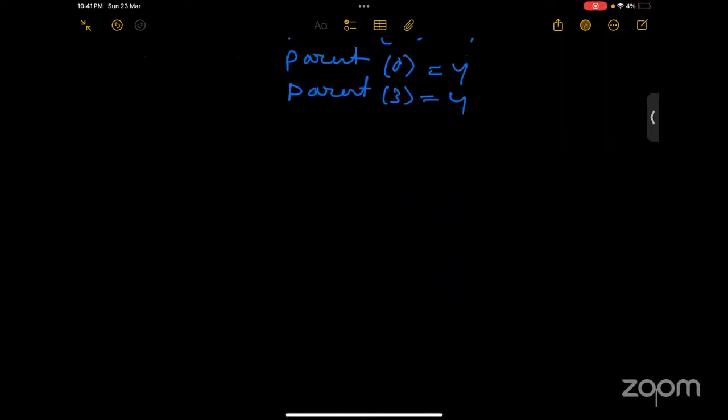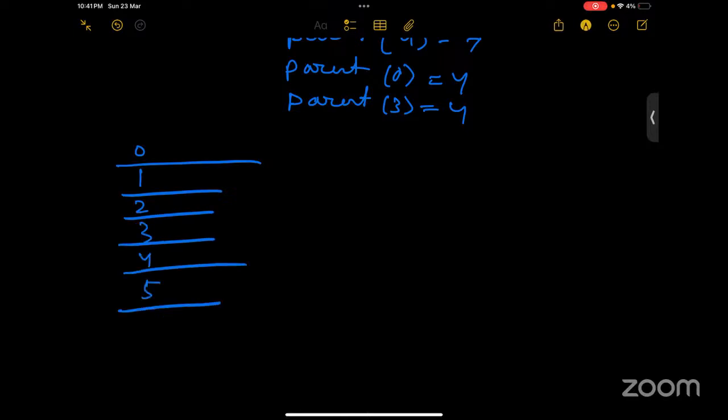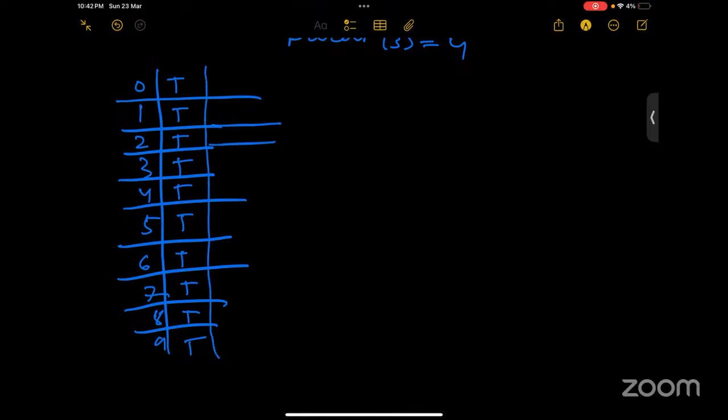Now, if I just continue with our same example, we have 0, 1, 2, 3, 4, 5, 6, 7, 8, 9. So in the end, we can see all the visited places will be true, right? We have already seen it, right? Now we will list one more column here, the column of parent. So what is the parent of 0? 4. It's 4. Yeah. Right? What is the parent of 1?